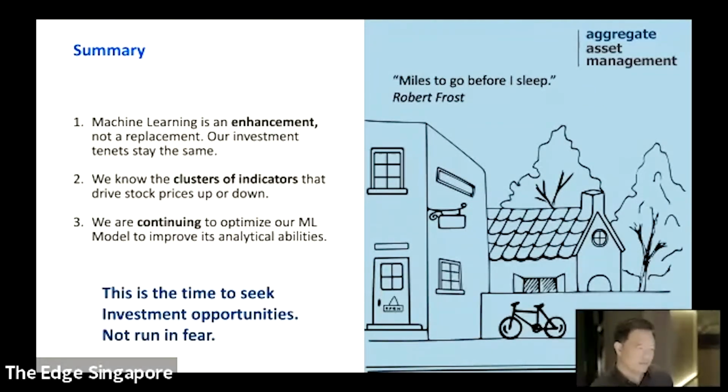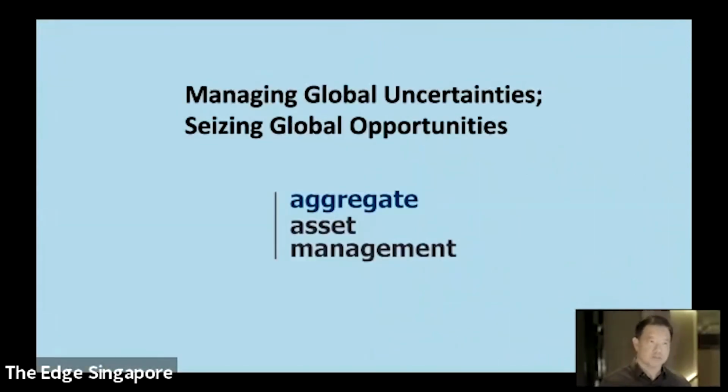My session is this. Number one, machine learning is an enhancement and not a replacement of our investment strategy. Number two, we actually know the clusters of indicators that will drive stock prices up or down. And number three, we are doing this continually to improve our model, our analytical abilities. So I quote here Robert Frost's "Miles to go before I sleep." I know my colleagues hardly sleep. And this is, of course, for our investors. And this is really the time to seek investment, not to run in fear. And think about this. This is what this webinar is about today: managing global uncertainties, seizing global opportunities. So this is the time not to run away, but go for it. And that's it. Thank you so much.